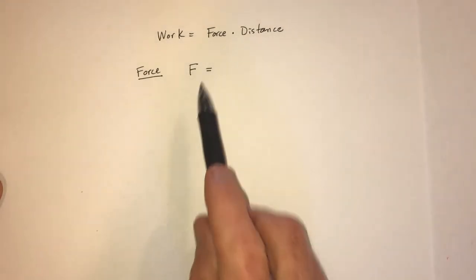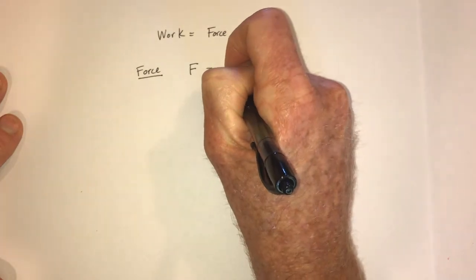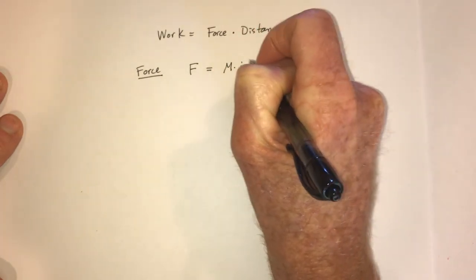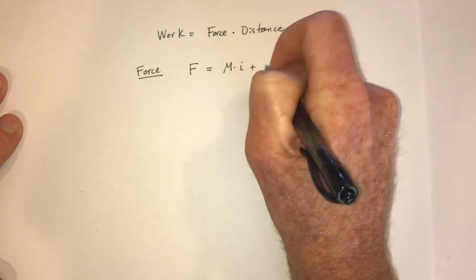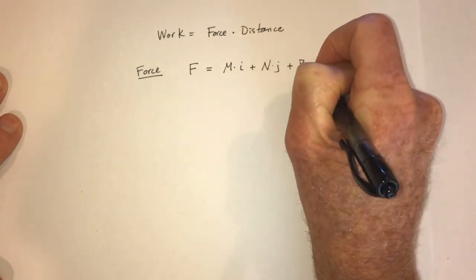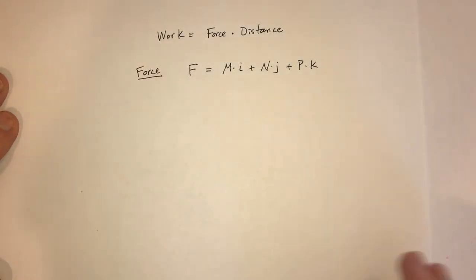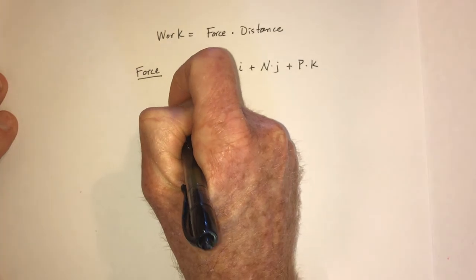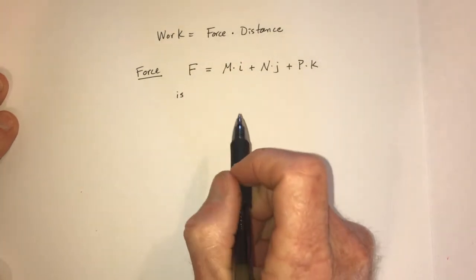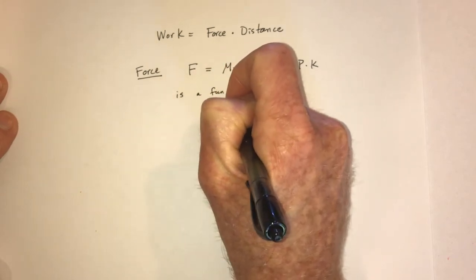So this force function has to be in 3 dimensions. So let's say that m is going to be the first component, and n is going to be the middle component, and p is going to be the last component. And then this is a function of x and y and z.